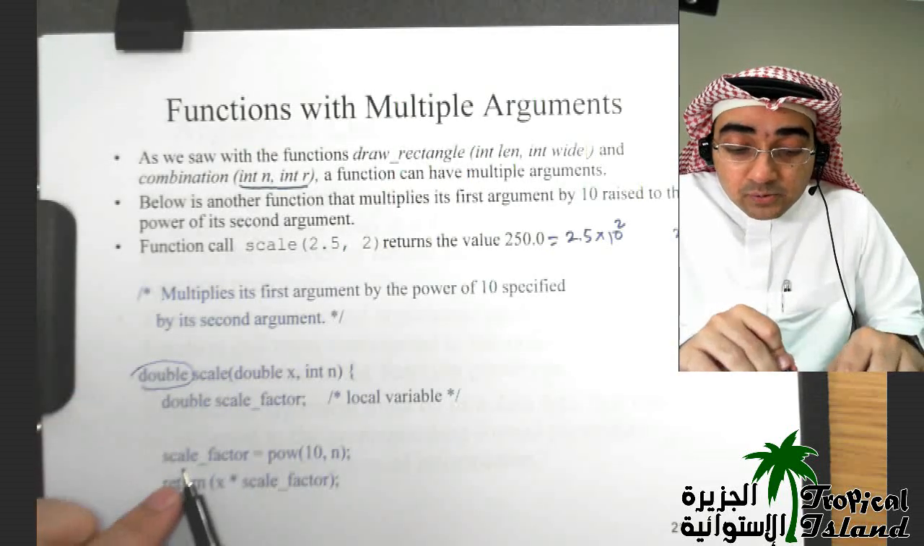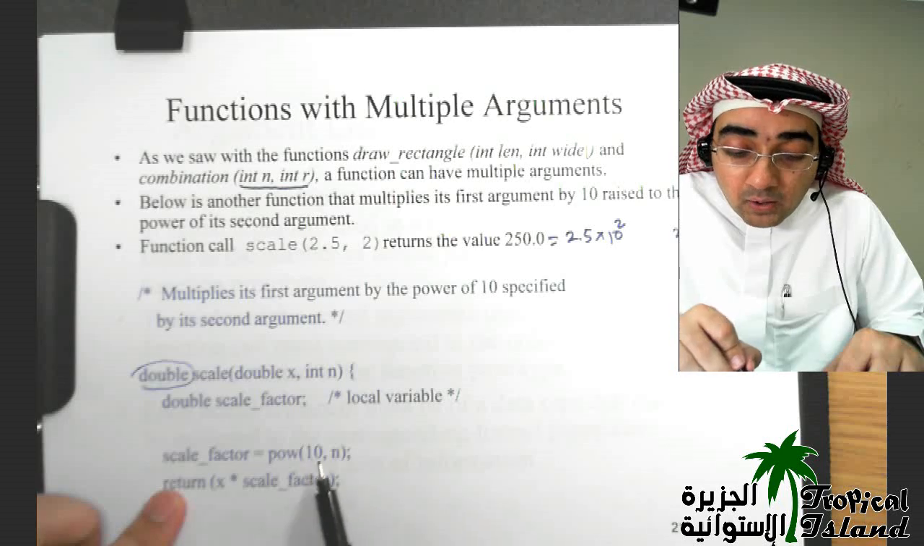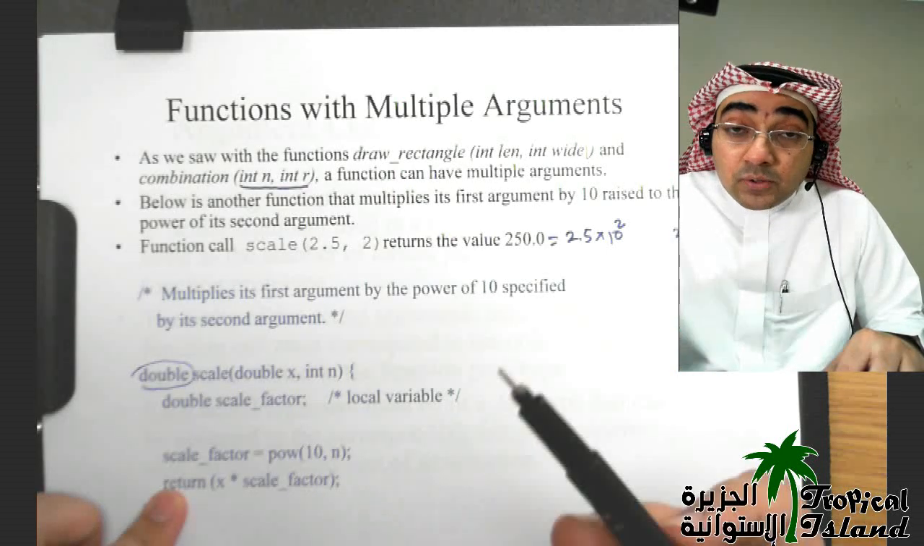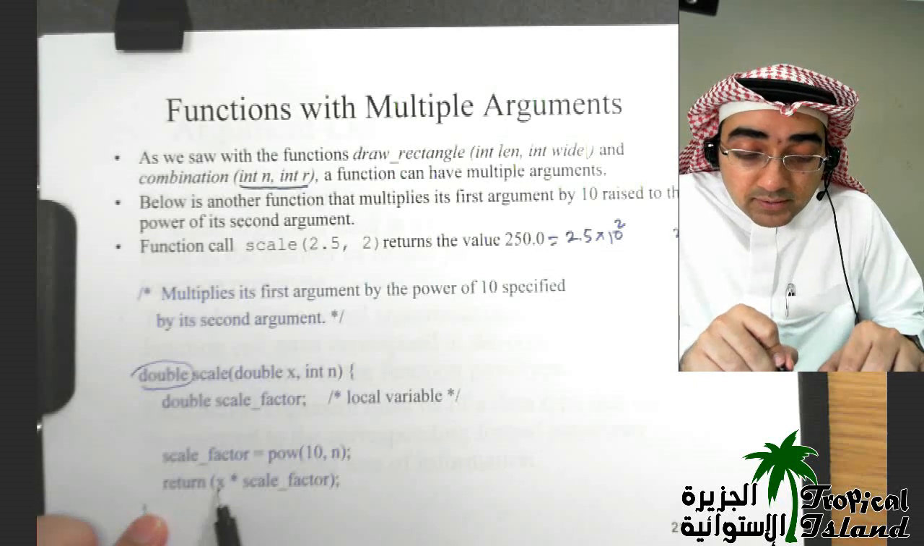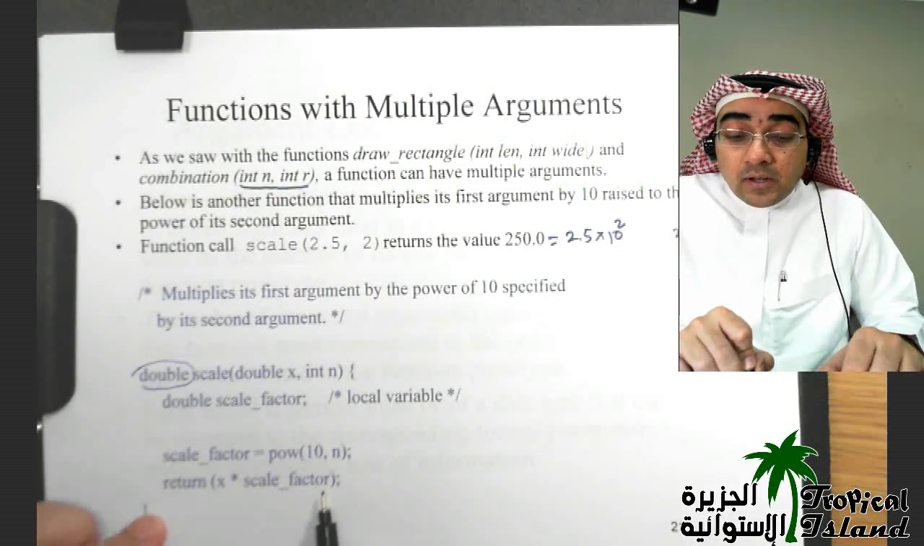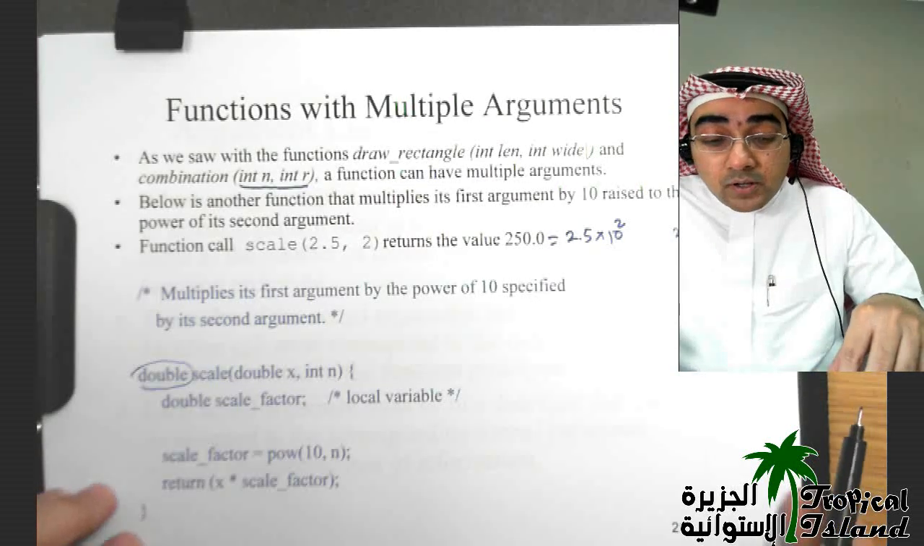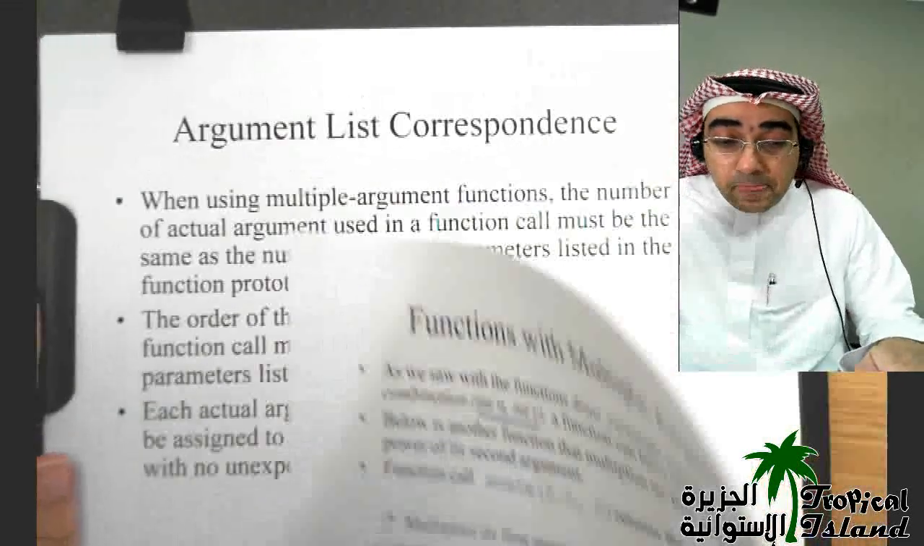This is a local variable, so the local variable scale factor is pow 10 and n. So you call the function pow with 10 and n. For this pow function, you'll have to include math.h, and then you return x multiplied by the scale factor that you have over here. So you will return the number to the function that called you. Okay.